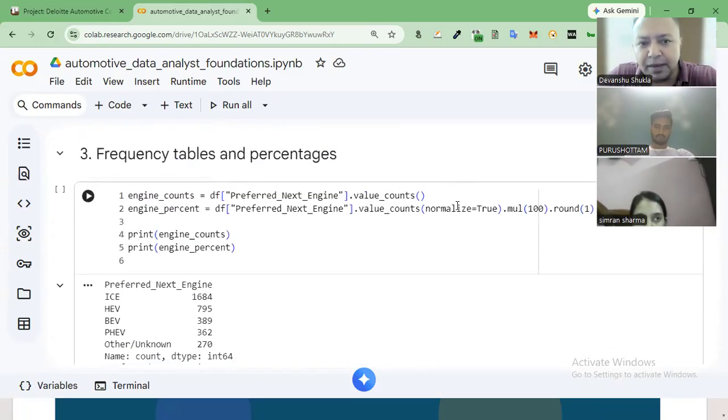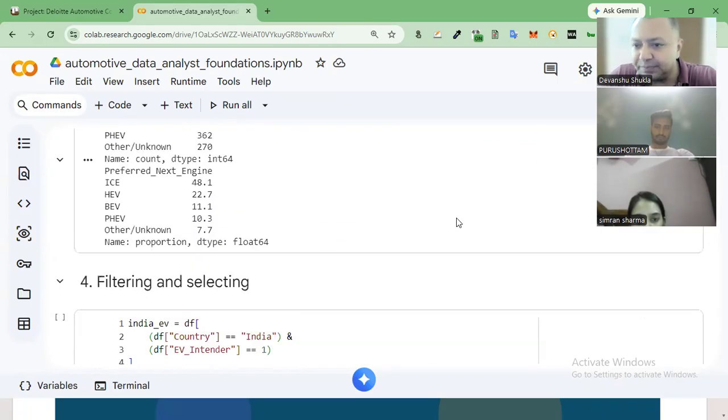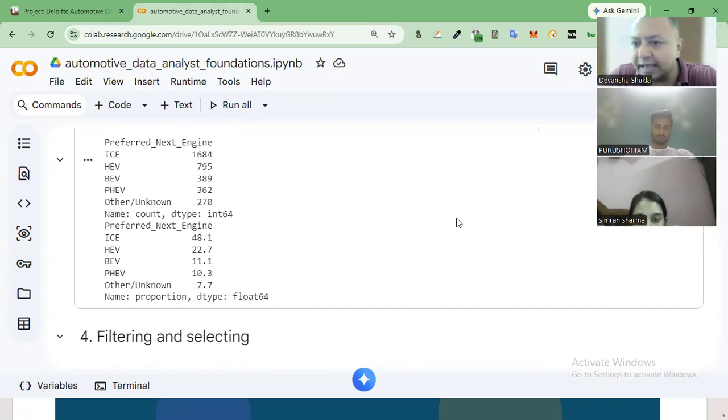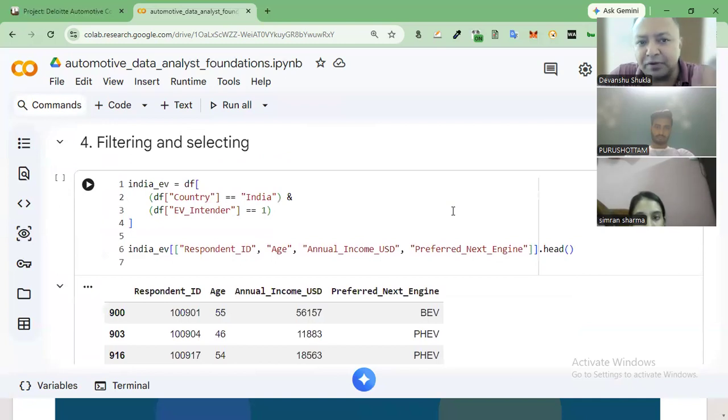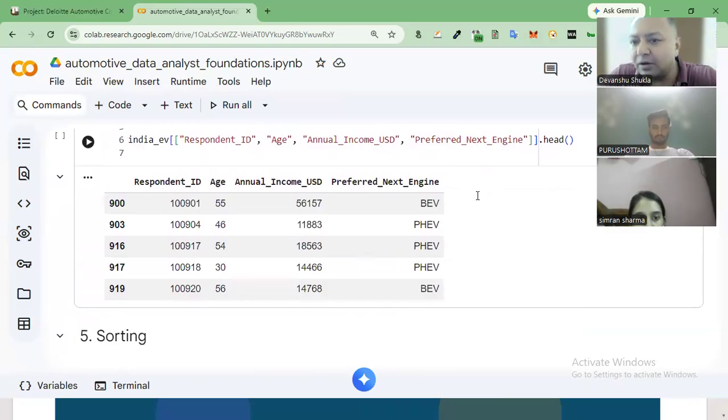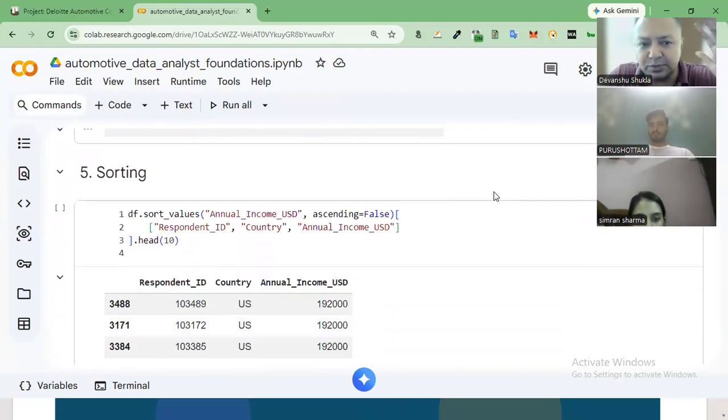Followed by that, we will be implementing frequency tables and percentages across different types of automotive products which are on sale. Similarly, we are going to perform filtering and selecting, which means filtering of data across different regions or different parameters, like what the preferred next engine is: would it be an electric engine, a petrol engine, or a hybrid engine? All of that analysis we are going to do.